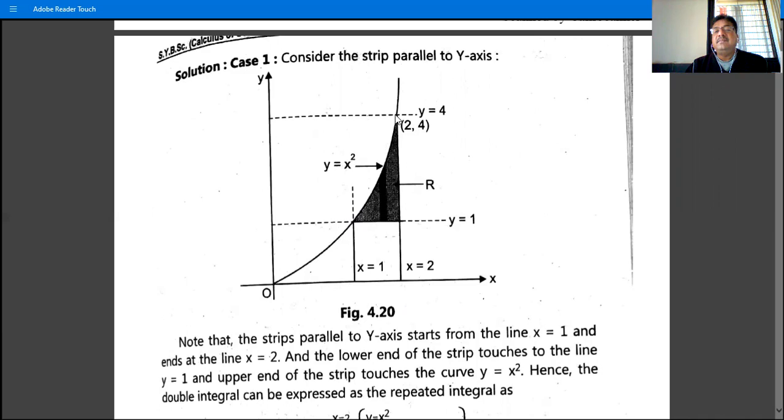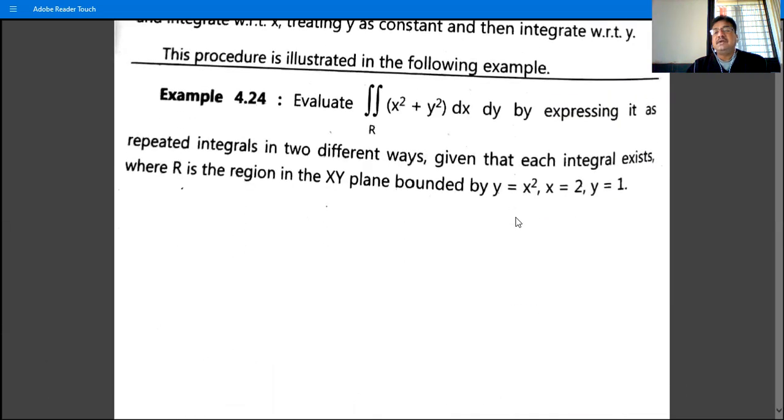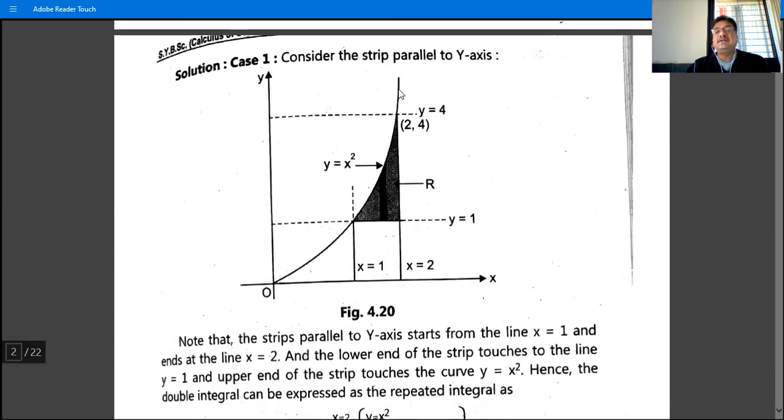So we can find the point of intersection. How can we find this point of intersection? Solve the two equations. This point is the intersection of the line x is equal to 2 and this parabola y is equal to x square. If we substitute x is equal to 2 in y is equal to x square, then y is 4. So 2, 4 is the point of intersection of the line x is equal to 2 and the parabola y is equal to x square. Similarly, we can find the coordinates of the other point also by solving the two equations.